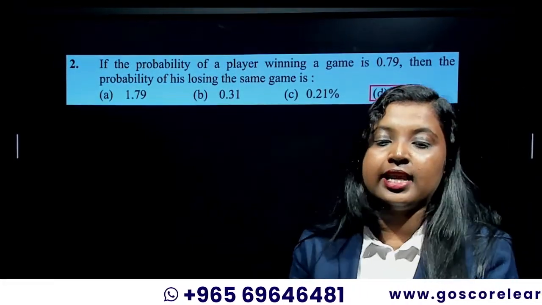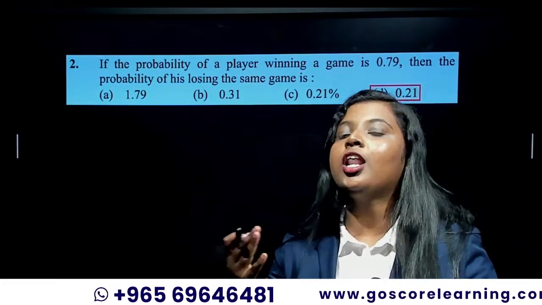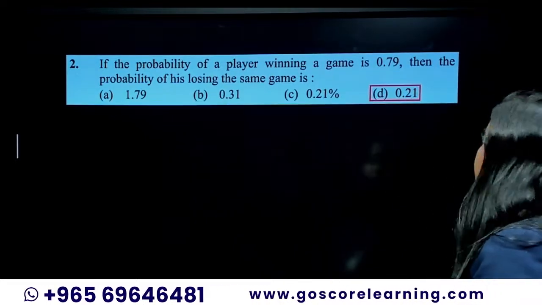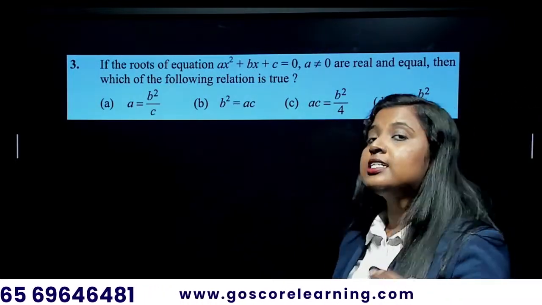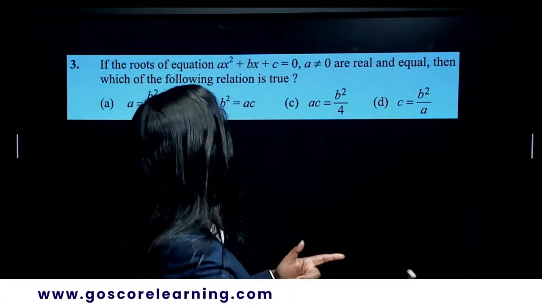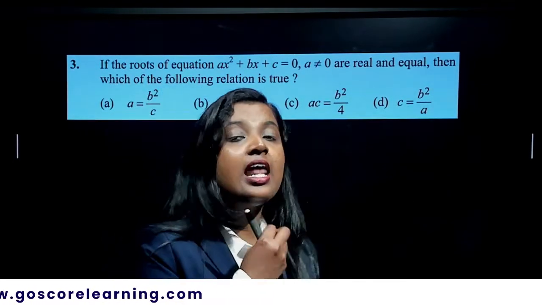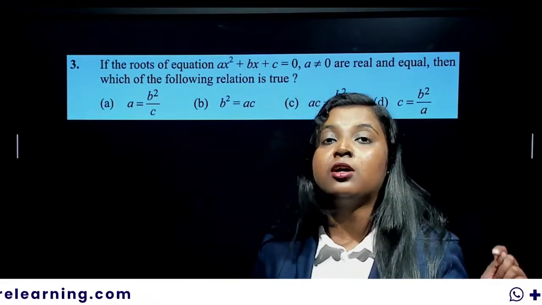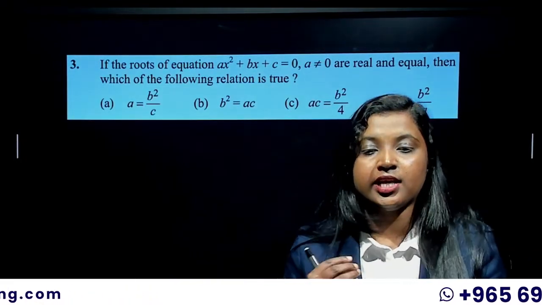How many of you got the correct answer? I hope you all got the correct answer. And then the third question. This is from the chapter quadratic equations. If the roots of the equation are real and equal, so we have something called the discriminant of a quadratic equation.